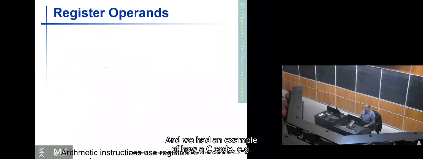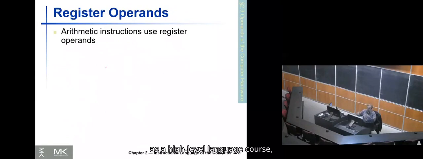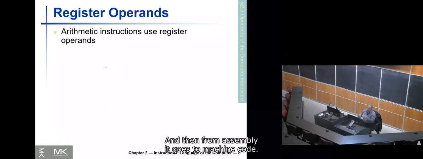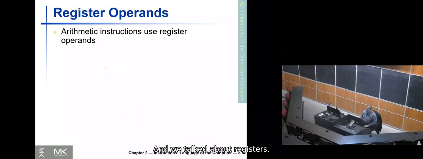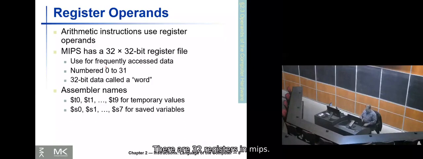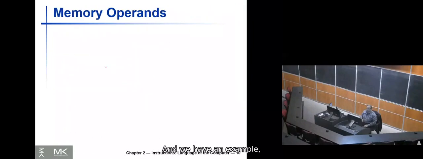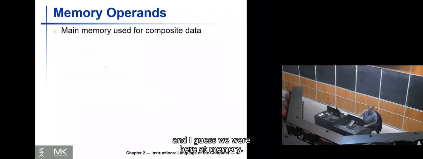And we had an example of how C code, as a high-level language, will be compiled to assembly, and then from assembly it goes to machine code. We talked about registers. There are 32 registers in MIPS. And we had an example. I guess we were at memory.